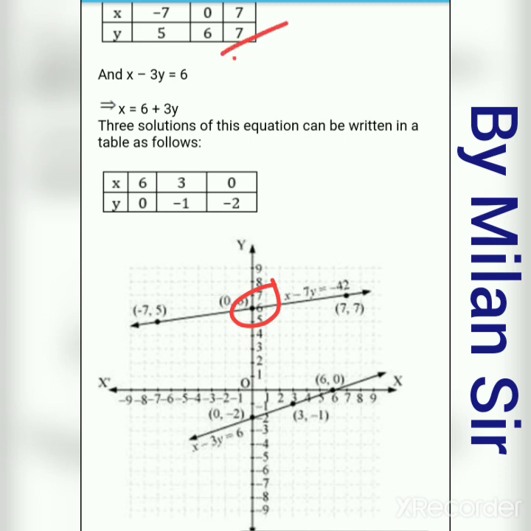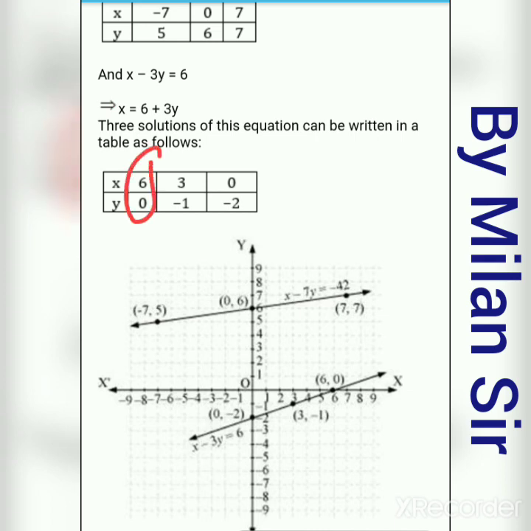And the third point is 7, 7. X 7, Y 7 here. Now from these 3 points, first, second and third, just pass one line through them. This line is like this, it is already drawn here. This is our first line, and we write down its equation here, x minus 7y is equal to minus 42.